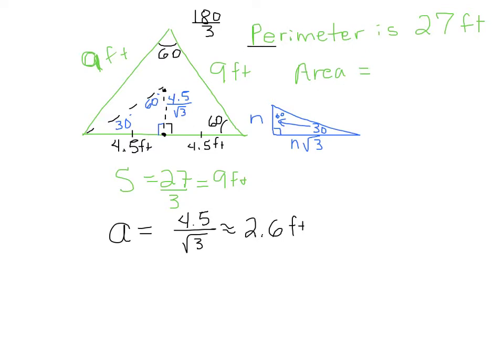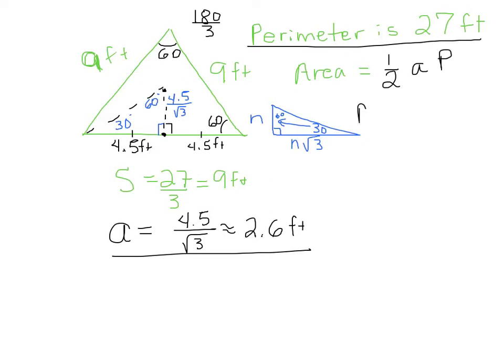And I already have the perimeter that was given. So I already have the two pieces of information that I need to put into the formula. Area is 1/2 apothem times perimeter. The apothem is 2.6 feet, and the perimeter is 27.